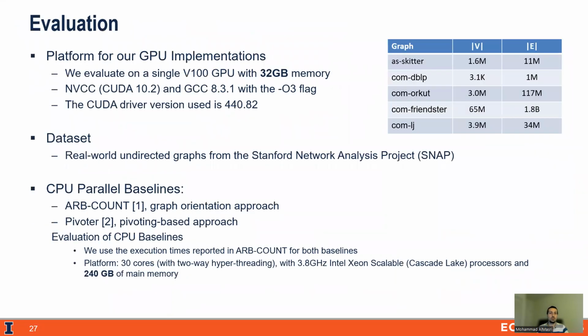So for evaluation, we use V100 with 32 gigs of global memory. We use 5 real-world graphs from the SNAP dataset. We compare our solution with the best and state-of-the-art CPU solutions. Our count is the best and the fastest solution for graph orientation, and Pivoter is the only pivot-based solution on the CPU, and we evaluated it on 60-thread Intel Xeon scalable processors with 240 gigs of main memory.